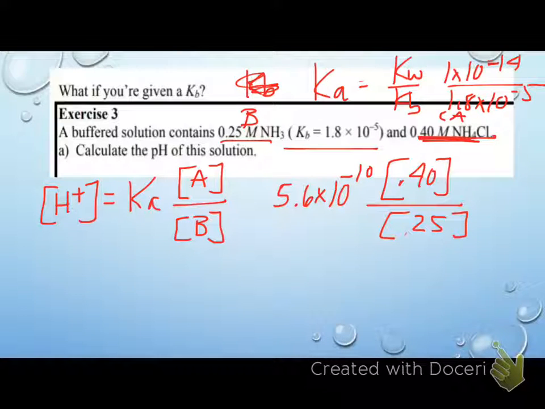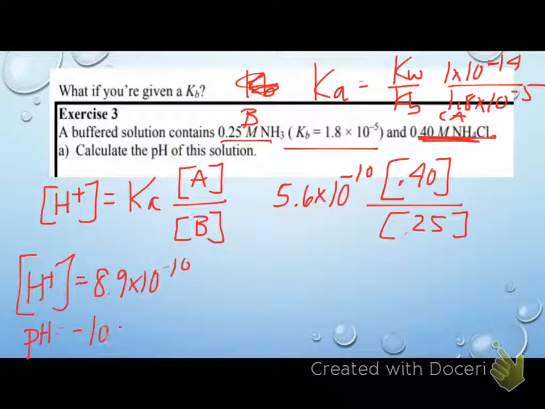So we do all that math in our handy-dandy calculators, and we get that it is 8.9 times 10 to the negative 10. So to get the pH, we take the negative log of that number. I need 2 decimal places in my pH because I have 2 sig figs up there. So I should get 9.05. So that's before I put anything in it. It's just what I have when I have it sitting there in my little Erlenmeyer flask, so to speak. Okay? So that's the pH before I do anything.